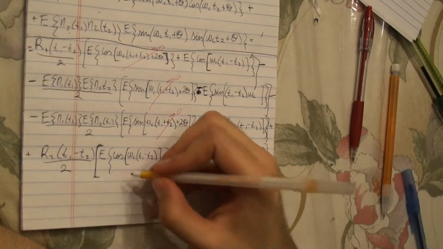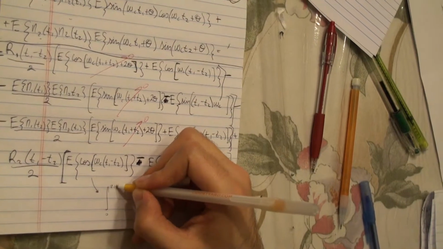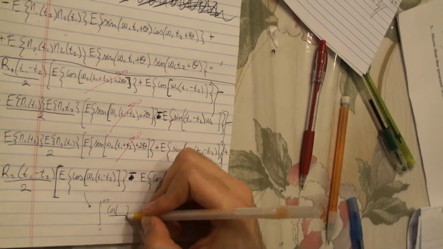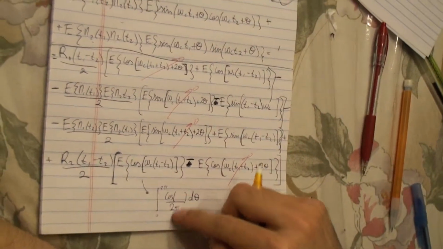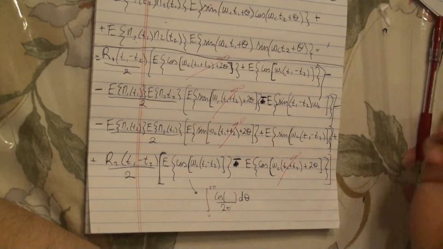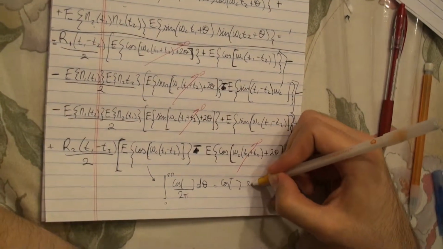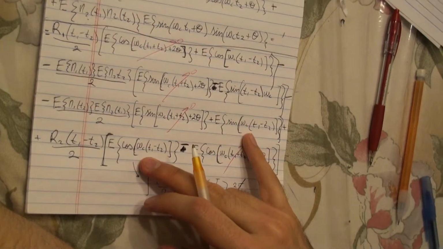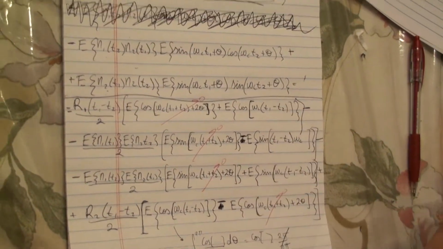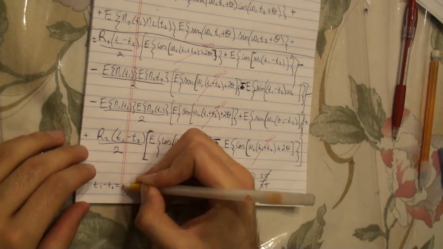So what's going to happen? I'm just going to use this as an example. So take the expected value of this, I get the integral from 0 to 2 pi of cosine of stuff multiplied by the density function, which is 1 over 2 pi d theta. This is a constant which comes out. The integral just becomes 2 pi. So we get cosine of stuff times 2 pi over 2 pi. It becomes 1, so I just get the cosine. Same thing happens here, and here, and here. Also, what I'm going to do from here on, I'm going to call T1 minus T2 that tau.